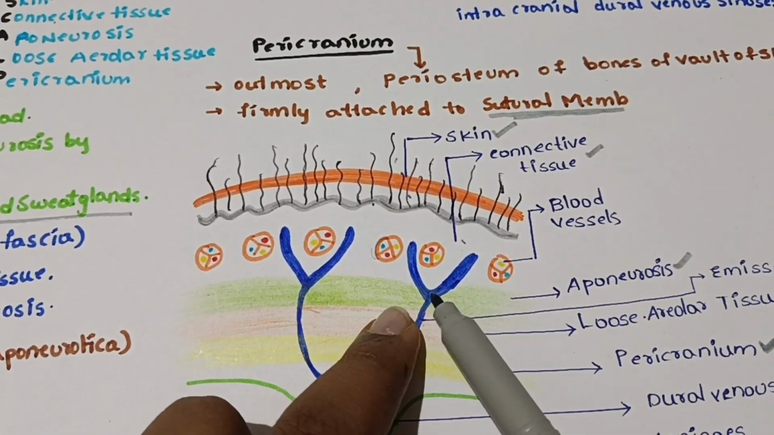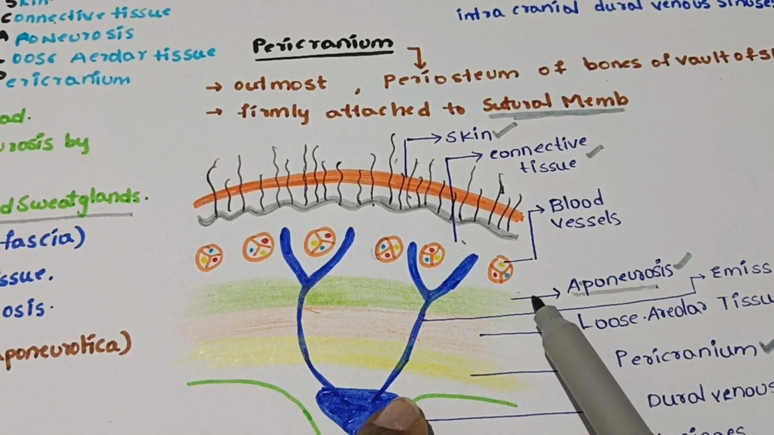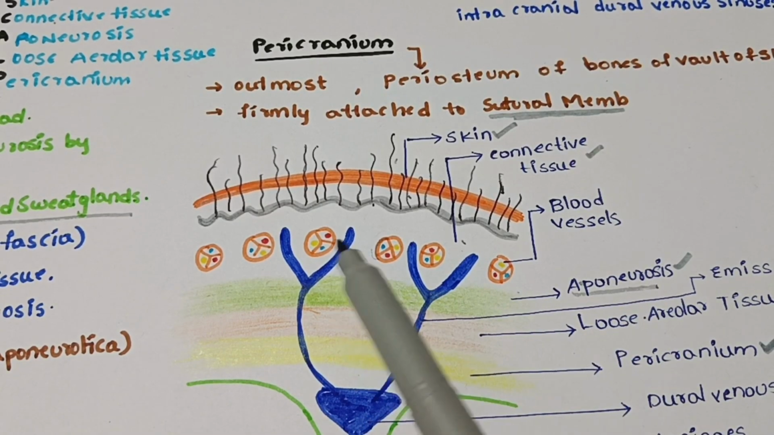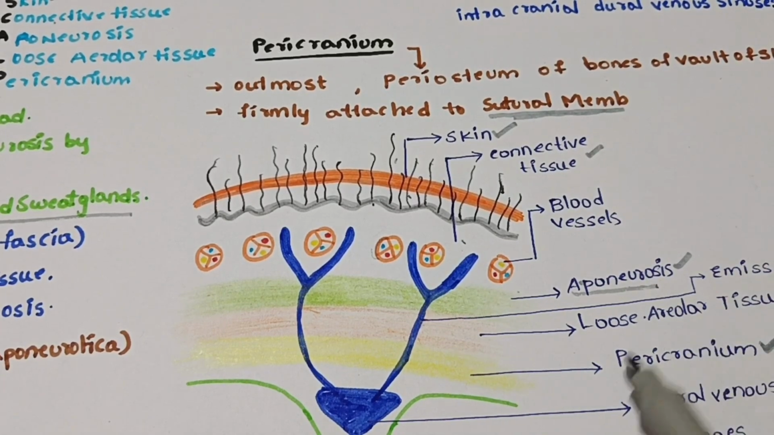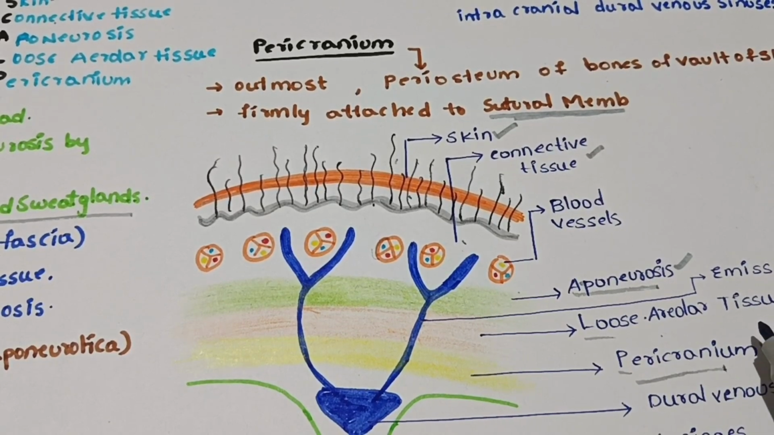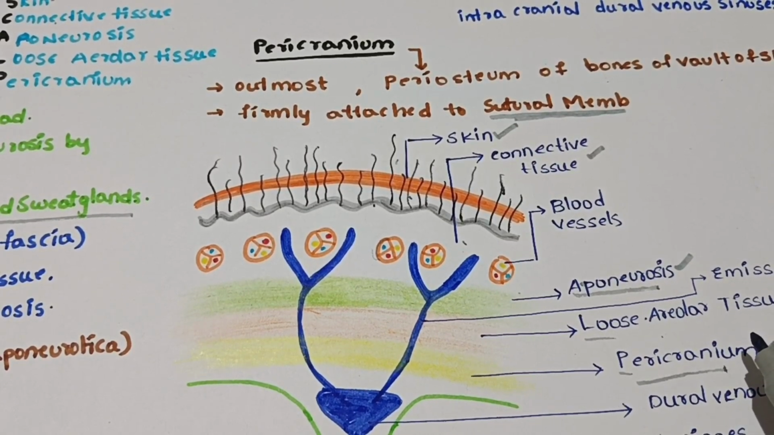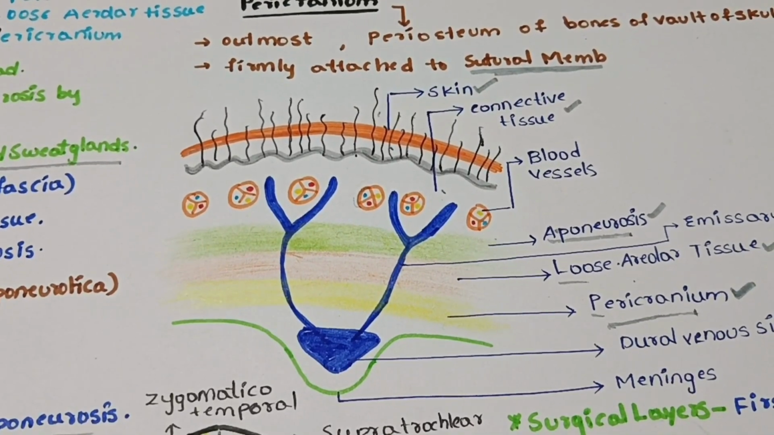Yes, these traverse through the third layer, that is aponeurosis. Aponeurosis is traversed by emissary veins, which start at the connective tissue. And the fourth layer is what? Loose areolar tissue, formed by areolar tissue. And the fifth layer is pericranium, which is formed by periosteum of the bones of the vault of the skull. Yes, this is the scalp.